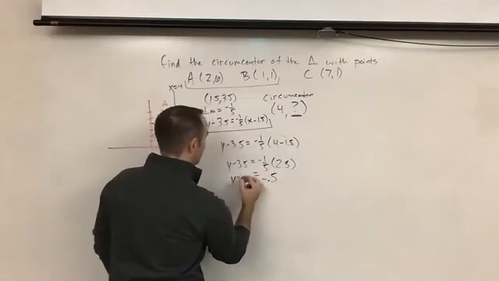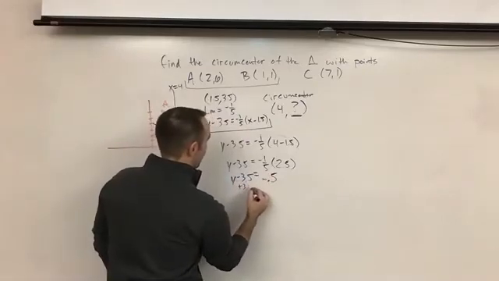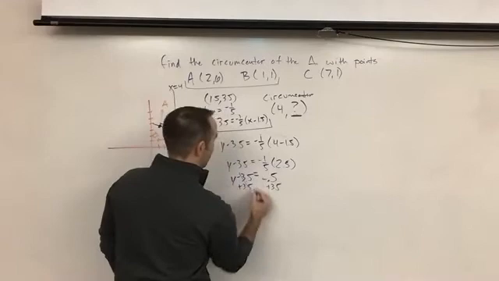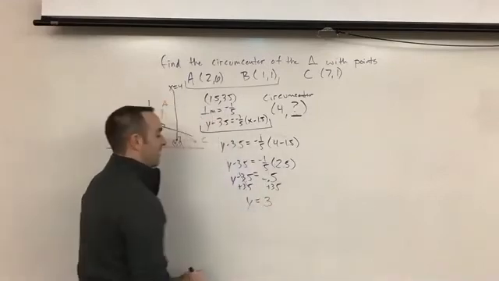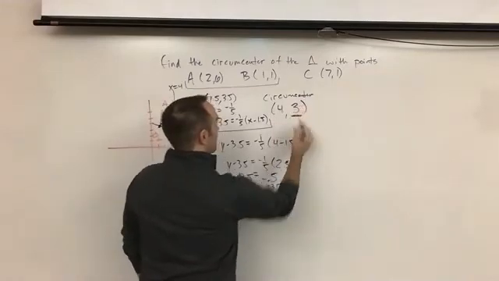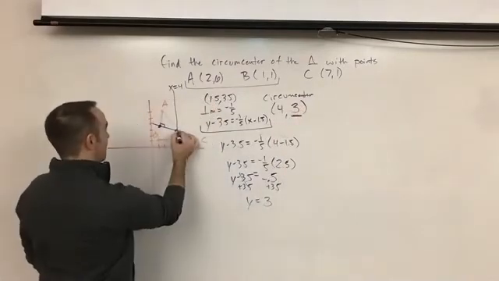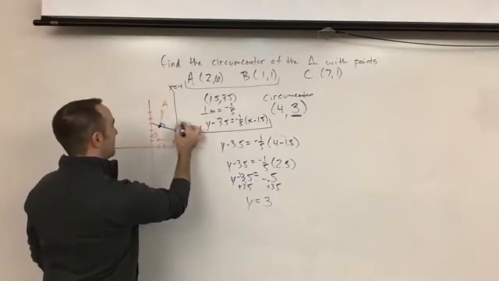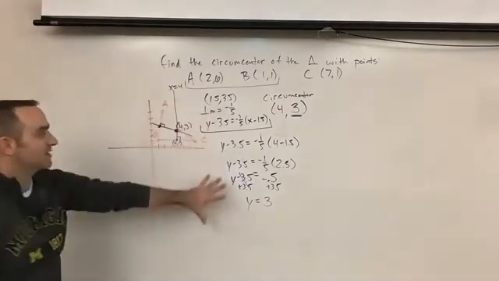Things work out. And I'm going to add that 3.5 over. And look at that. We got rid of the decimal. So I ended up with y is equal to 3. That tells me my circumcenter now is 4, 3. It's right at that point, 4, 3. Okay? And that's the work we had to do.